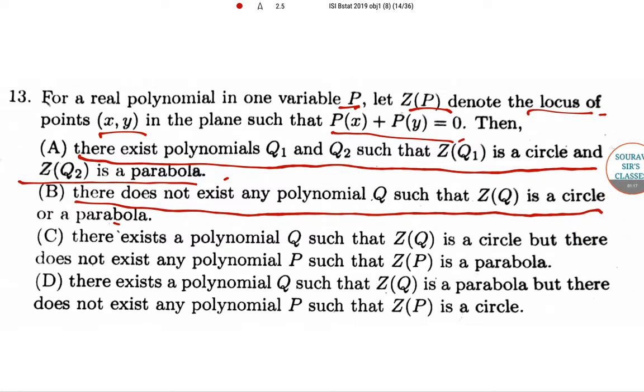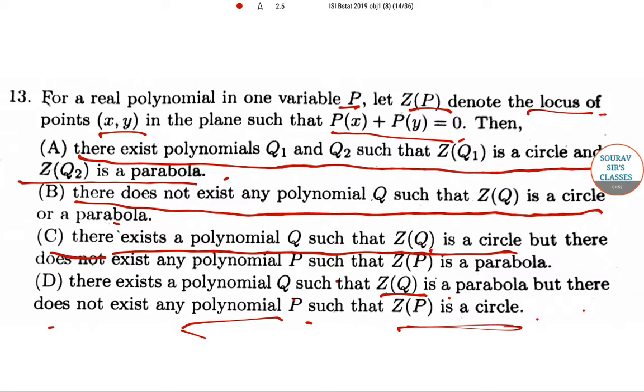And option C. There exists a polynomial q such that Zq is a circle, but there does not exist any polynomial p such that Zp is a parabola. So we are saying Zq is a circle but Zp is not a parabola. And D. There exists a polynomial q such that Zq is a parabola, but there does not exist any polynomial p such that Zp is a circle.